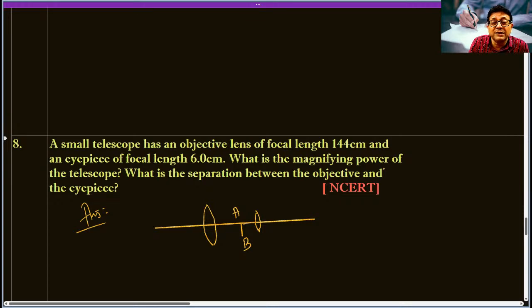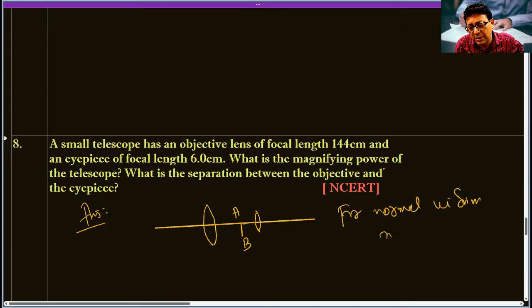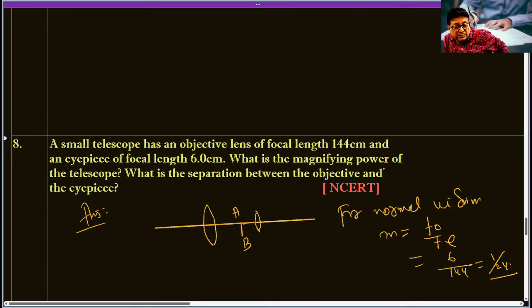No, not final image, this is just the telescope. The telescope construction is there, objective focal length, eyepiece focal length, everything given, and this is for normal vision. Simple question. For normal vision, AM equal to what? FO by FE. What is FO here? 6. 144. 1 by 24. Okay.